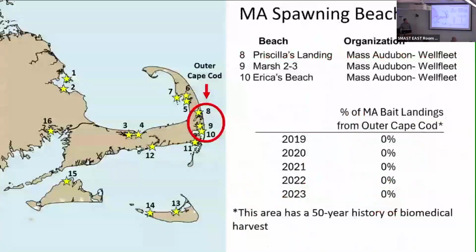Moving on to the Outer Cape. This area doesn't really have any bait harvest to speak of. There was one point in one of these years where there's a small amount of bait harvest, but still rounded to zero. There's only one tiny little spot right there with little harvest of bait. Everything else is basically closed for one reason or another, either the National Seashore or the Pleasant Bay closure, which is only open for biomedical. There's been 50 years of biomedical harvest in Pleasant Bay. So it's a great place to look at the impacts of the biomedical harvests over time. It's been happening there longer than anywhere else in the world.